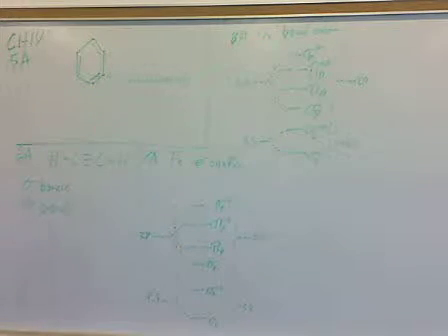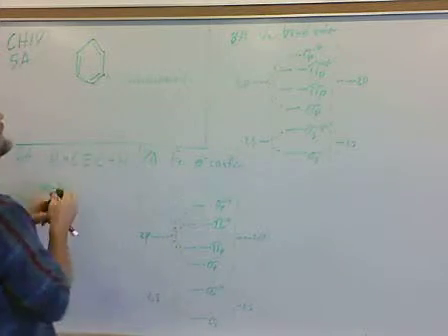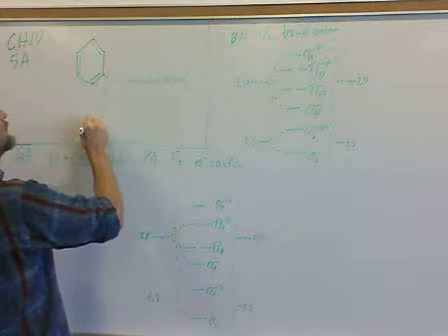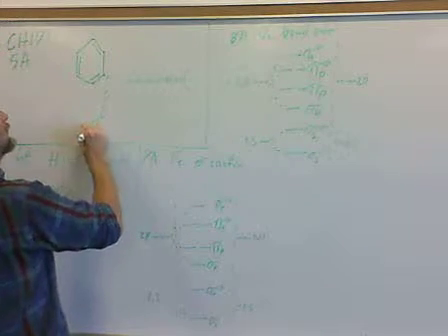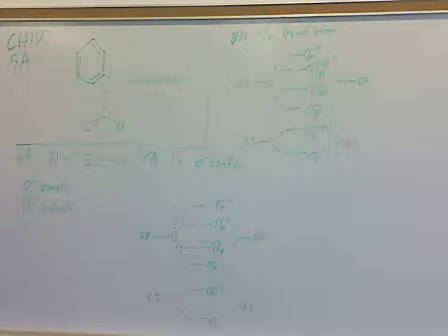That's only 3 bonds. That's not enough for carbon. What we're not showing are the hydrogens. That means that carbon really has a single bond to one carbon, a double bond to the other carbon, and then a hydrogen attached onto it.